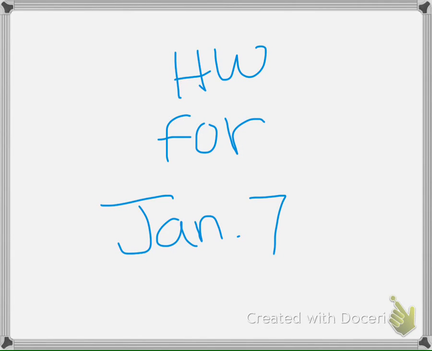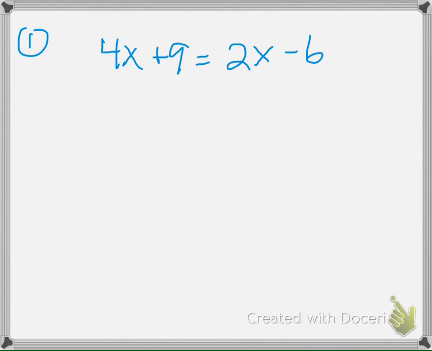This is homework for Wednesday, January 7th. Okay, like I said, Monday, Wednesday, and Thursday's homework are going to be a little different. Now we're looking at equations that have a variable on two sides of the equal sign.